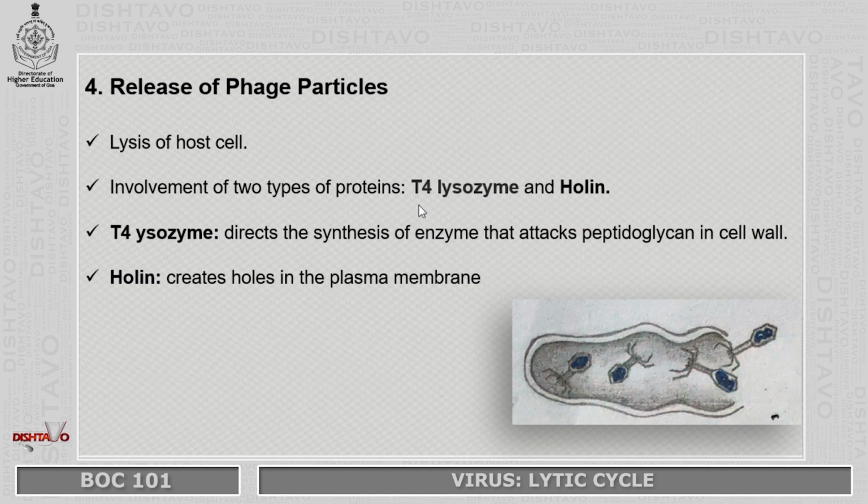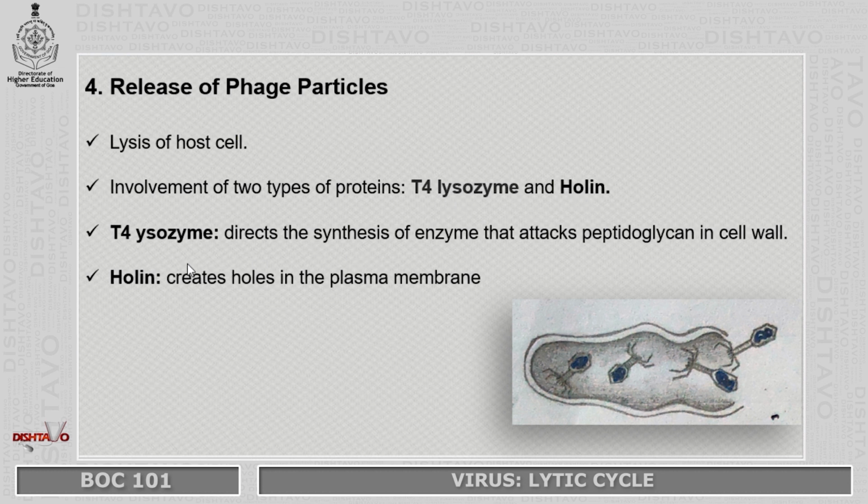And then we have the last step, that is the release of phage particles. The last step is very simple. Once everything is packed, once the assembly is done, the host cell will have all the DNA. There will be around 150 virus particles accumulated within, and then there will be a release of these particles. You have two types of proteins which are involved: one is the T4 lysozyme and the other is the Holin proteins.